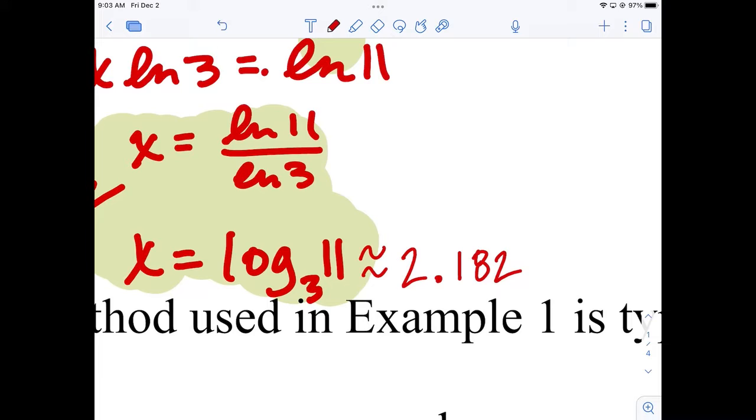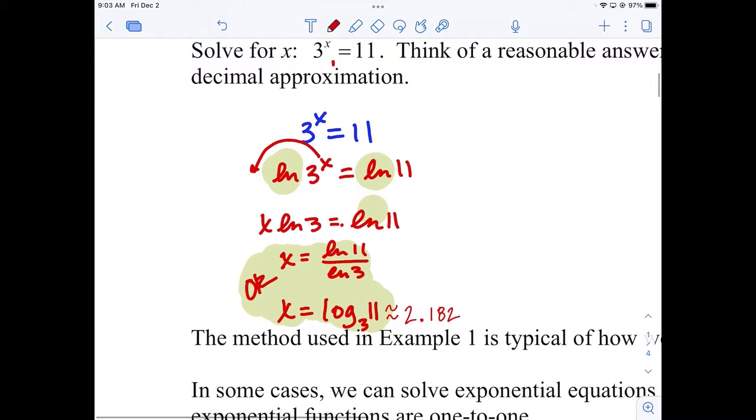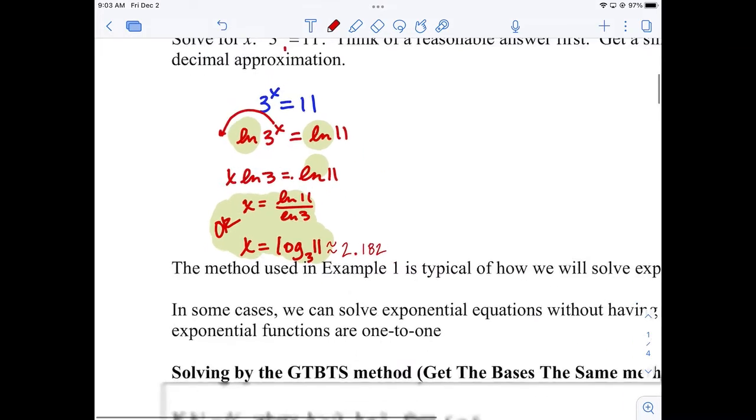So what we did there is we solved an exponential equation by turning it into a log equation. Okay. Now, that's a very typical method. We're going to be doing that quite a bit. But sometimes it's a little bit easier. If that 11 were a power of 3, we wouldn't have to do it that way.